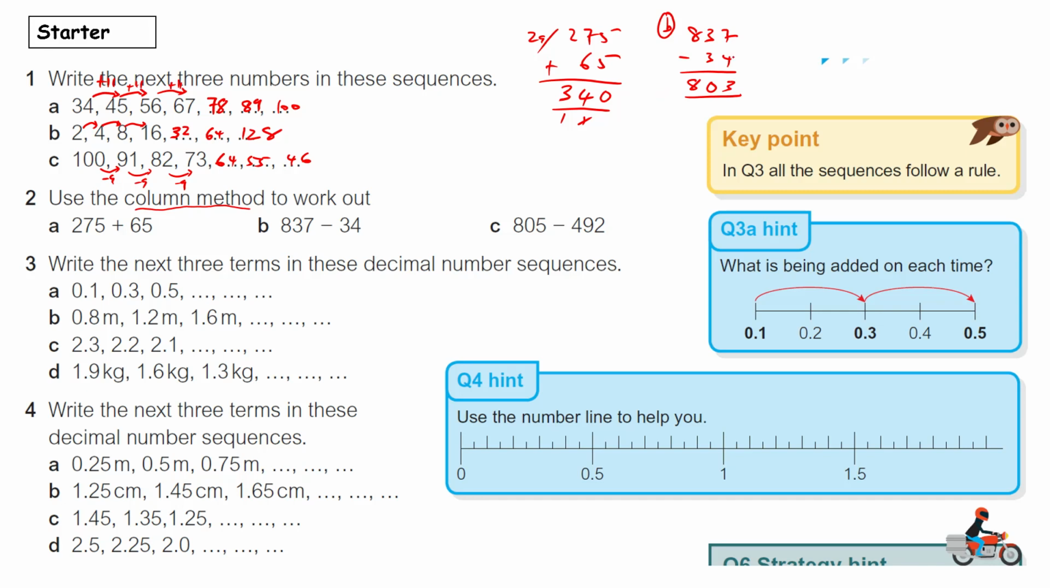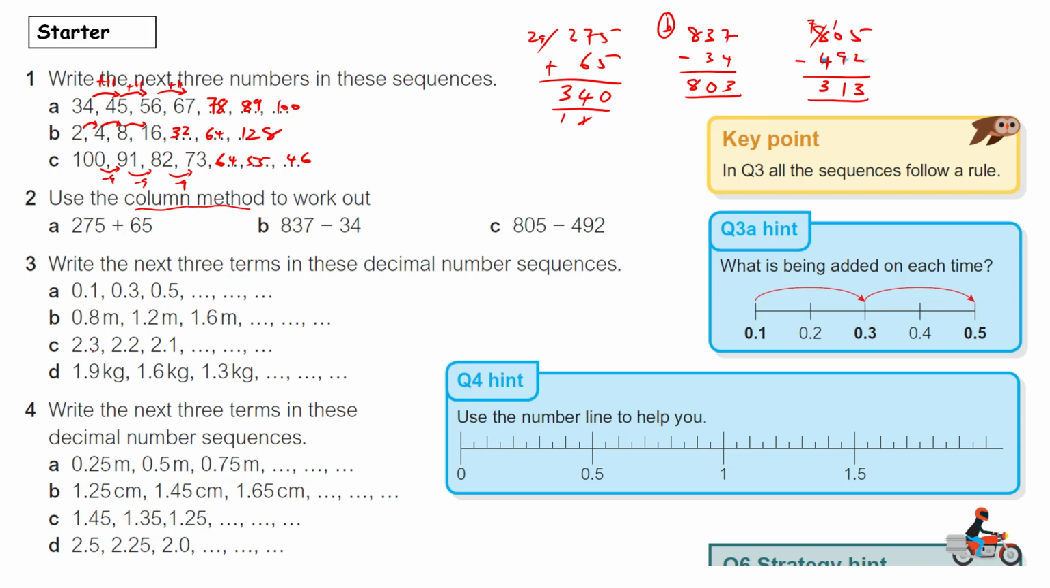And on C, we have 805, take away 492. Subtract. 5 take away 2 is 3. We can't take 9 from nothing, so we borrow from the 8. Goes down to 7. 10 take away 9 is 1. And then 7 take away 4 is 3. Okay, good. Let's have a look at the next one.